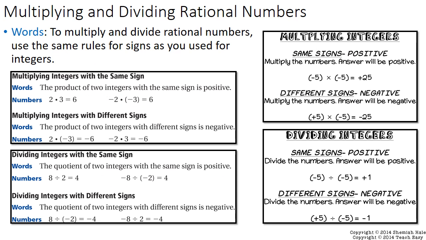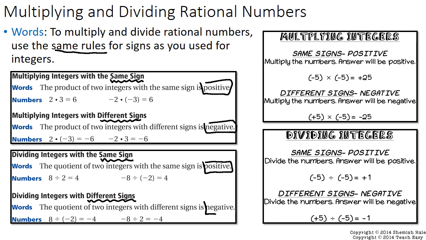When we are multiplying and dividing rational numbers, we are going to use the same rules for signs as we used for integers. When we were multiplying integers with the same signs, the answer was positive. And when we were dividing integers with different signs, we knew our answer would be negative. When we were dividing integers with the same sign, the answer ended up being positive, and with different signs, our answer was negative.